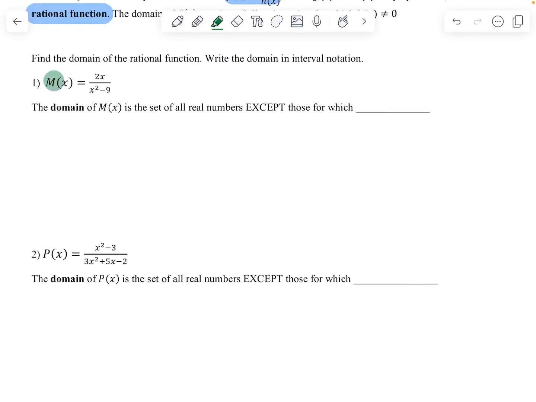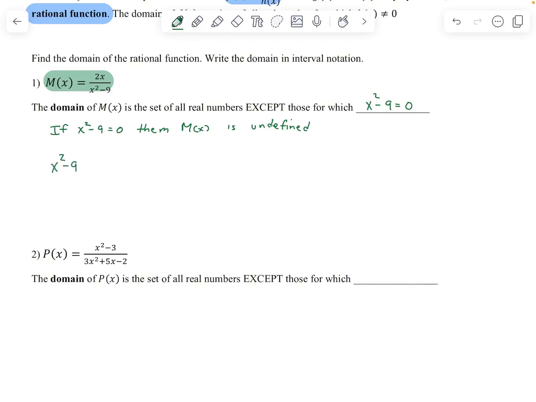Find the domain of the rational function m(x) = 2x / (x² - 9), and write the domain in interval notation. The domain of m(x) is the set of all real numbers except those for which x² - 9 is equal to 0. If x² - 9 is equal to 0, then m(x) is undefined. So now I'm going to solve this quadratic equation to find the values of x that make the denominator 0.